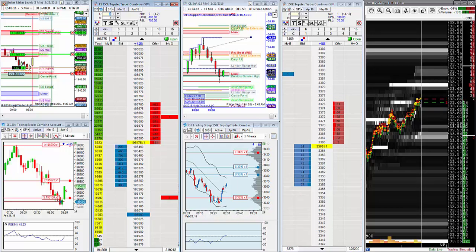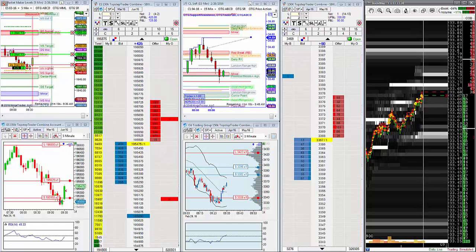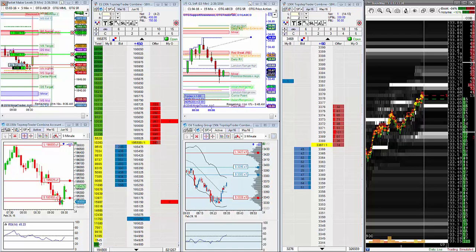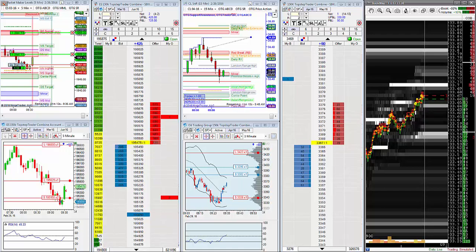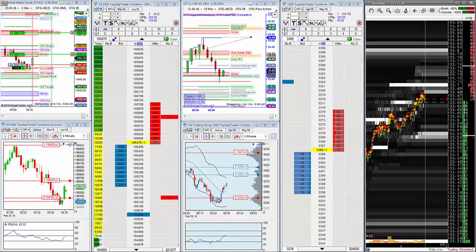51.5. 51.5 on the trail stop. You're about a little over 4 points positive now on the ES. 51.5 here on the stop. Going to look to add at 82. Nice. Good for you, Najmul.